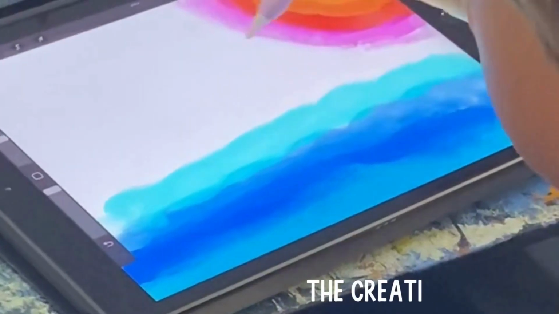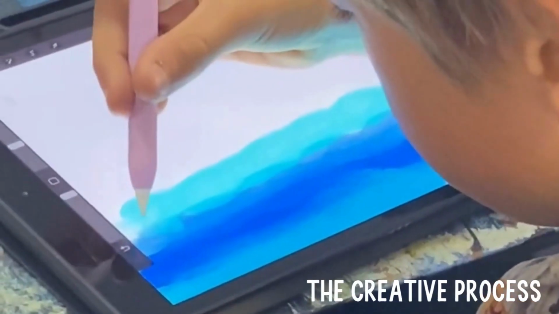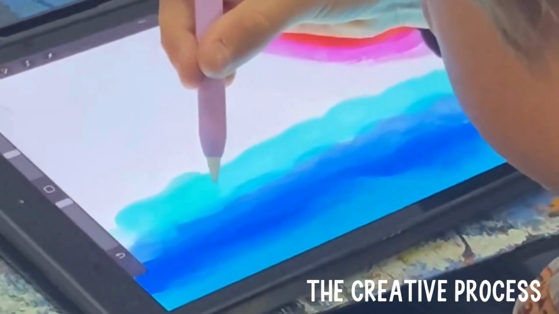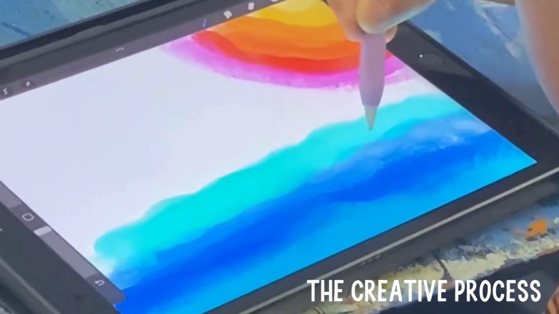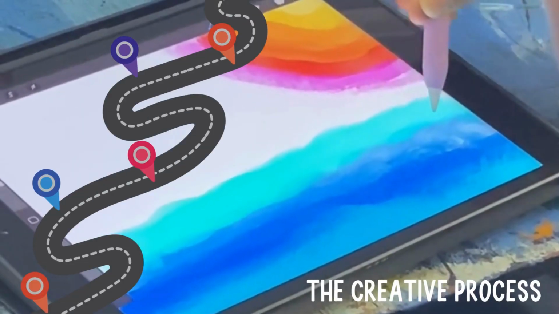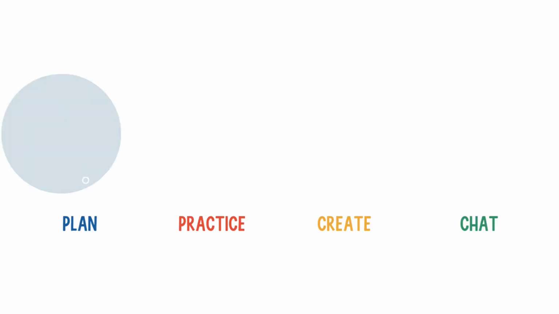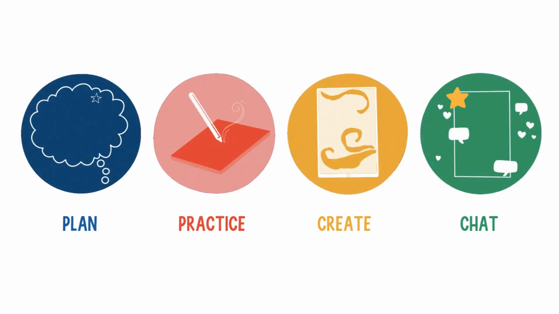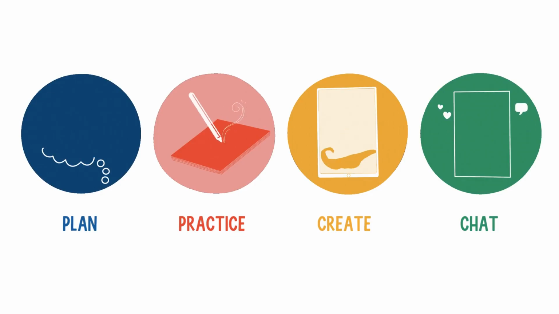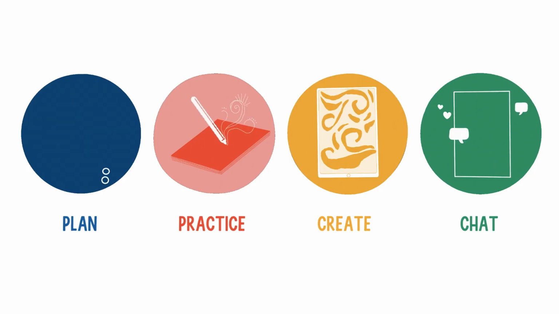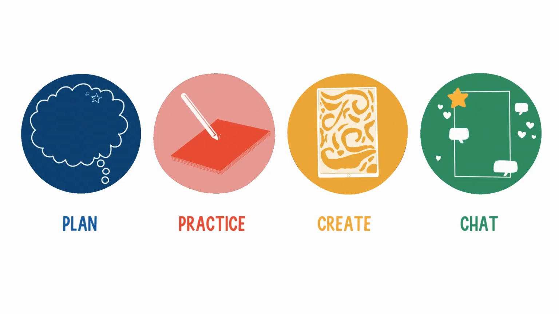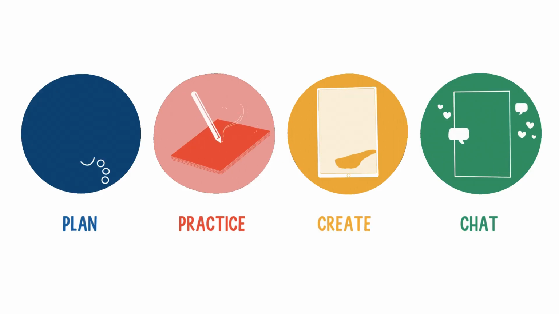At iNGENiO, when we make art, we follow something called the creative process. It's kind of like a recipe to help us turn our ideas into amazing artworks, or a roadmap for your imagination. The creative process has 4 steps. We plan, we practice, we create, and then we chat. Each step helps us explore, learn, and grow as artists. Should we dive in? I'll tell you all about it as we go along.